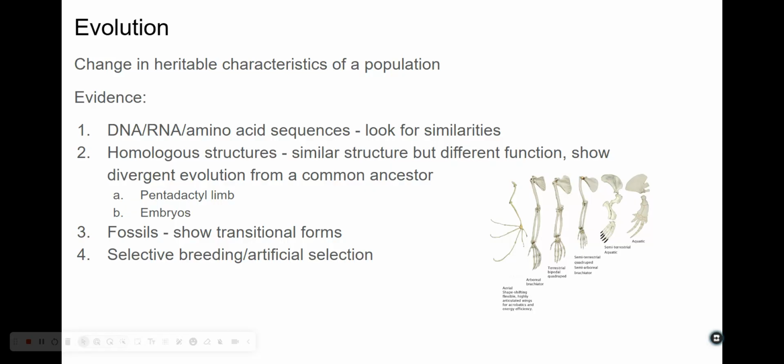Our next piece of evidence is selective breeding or artificial selection. This is selection done by humans on a species, and this is when we artificially choose the traits. We can see the changes happening very rapidly over time.